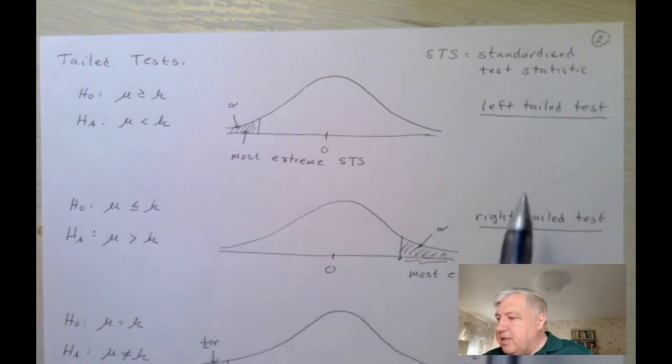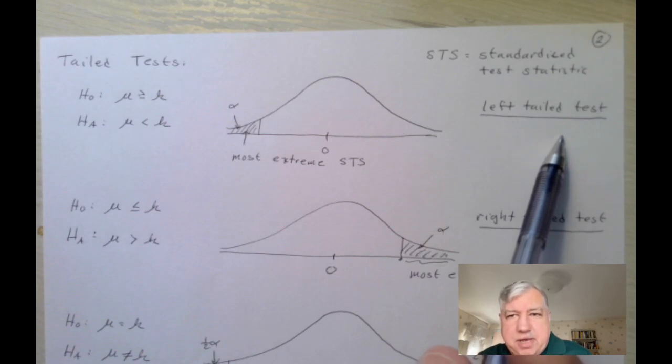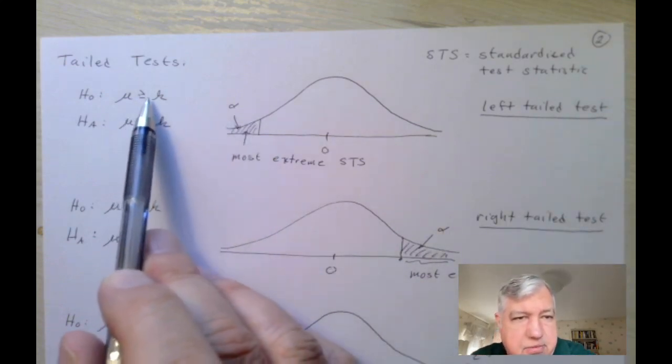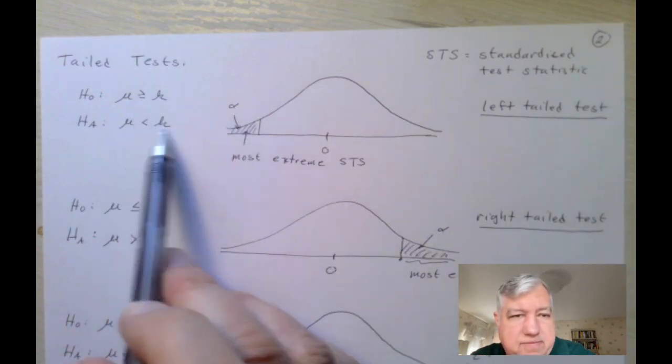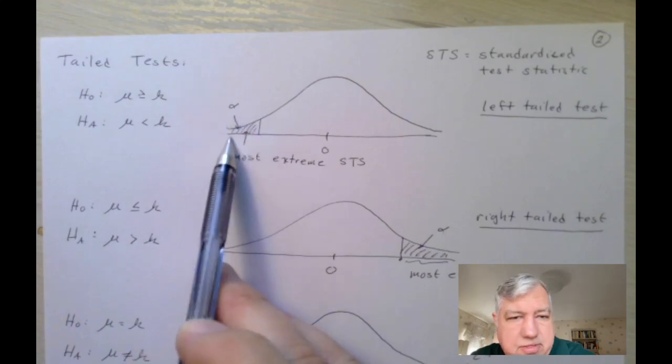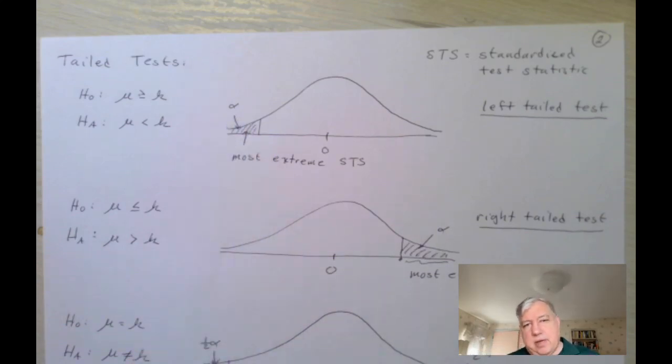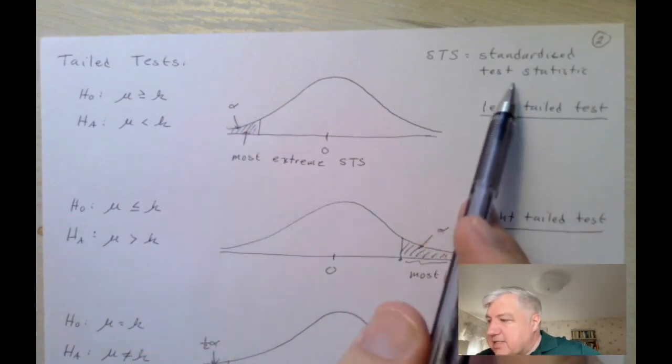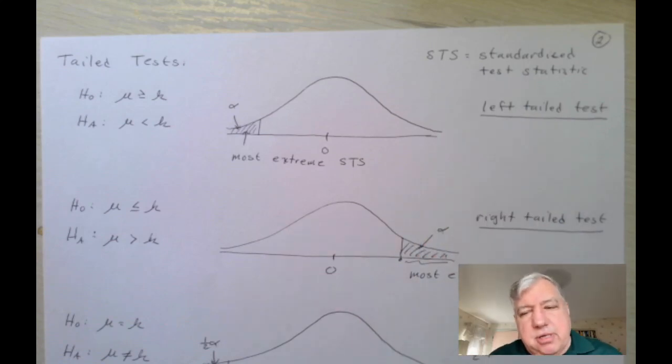And this would be what we call a left tail test, because the unlikely values would be all on this end, on the left end. Now, STS is a standardized statistic. That is going to vary depending on what situation we're in, whether we're testing a claim about a mean or a proportion or something else.